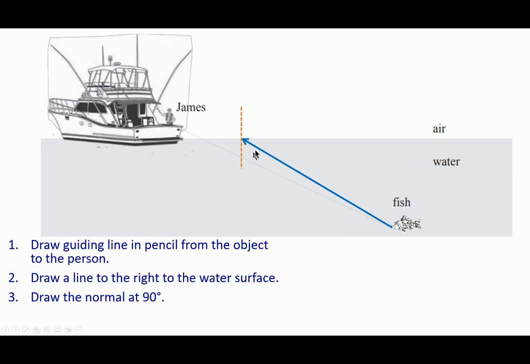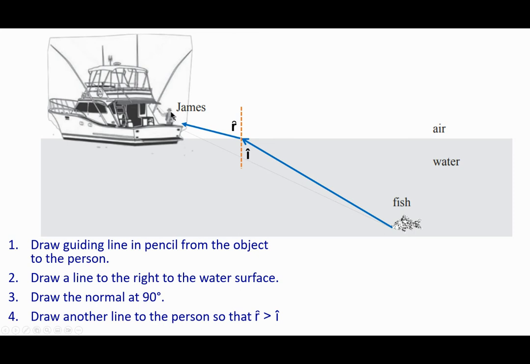And this angle between the normal and the incident ray is going to be the angle of incidence, and that is always going to be smaller than the refracted angle because I'm going from a more optically dense to a less optically dense medium. So you can see this angle is a lot bigger than the one over here. So now that's at James.